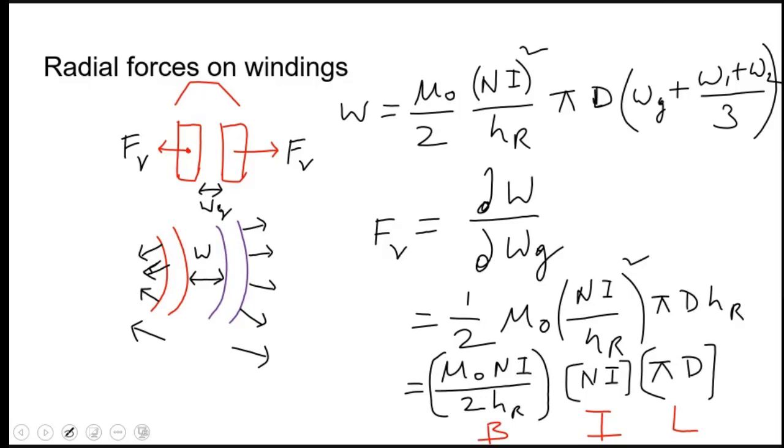Now we have given here the formula for windings of equal height. For different windings also, similarly, we differentiate the energy in a particular direction. In which direction? Here, the WG direction. So in the WG direction, we have found the forces in the radial direction.